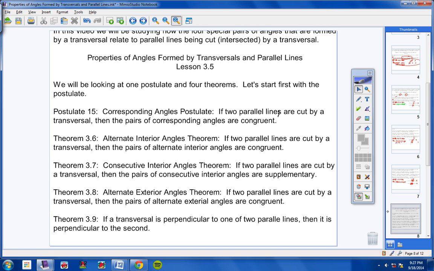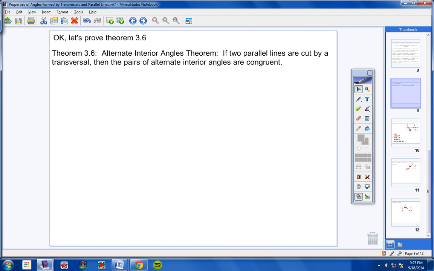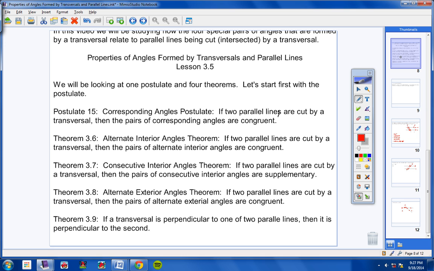Now let's continue on, and let's prove Theorem 3.6. So in your notes, I would like you to make note, put something like proving Theorem 3.6 or something like that. Now, before we do that, I want to teach you something I've never taught you before that you really need to know. Okay, so here it is.